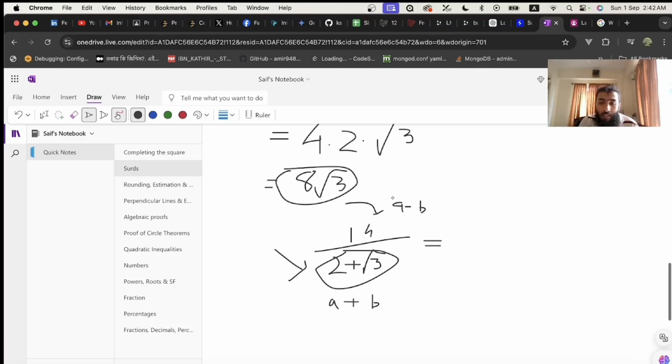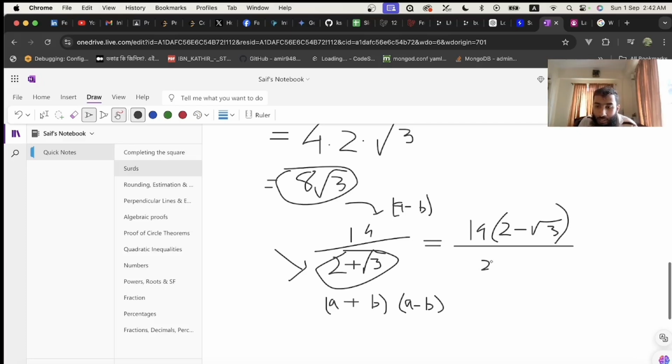We can multiply something like A minus B in both numerator and denominator to put it into a formula like A plus B into A minus B. So we can write something like 14 divided by 2 plus root 3, multiplied by 2 minus root 3.